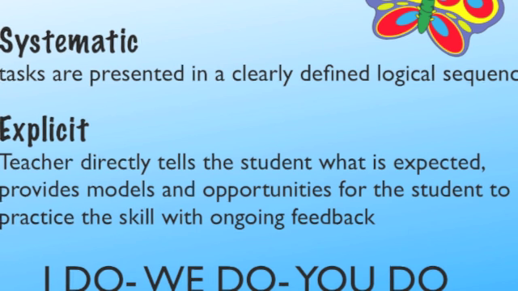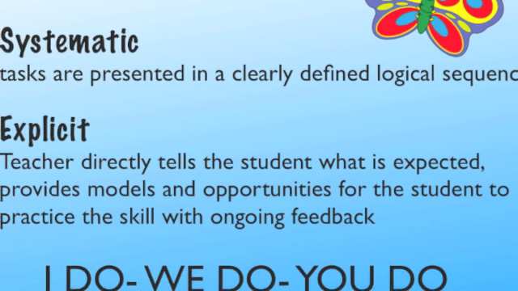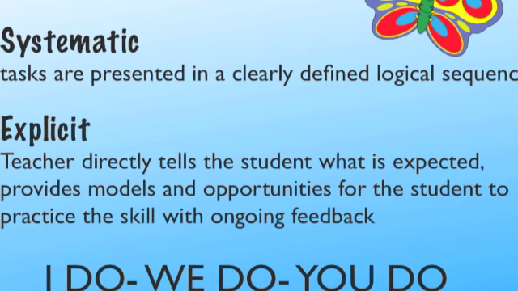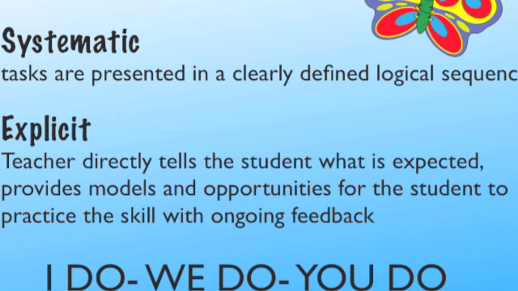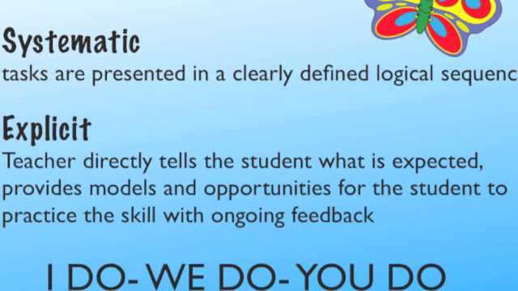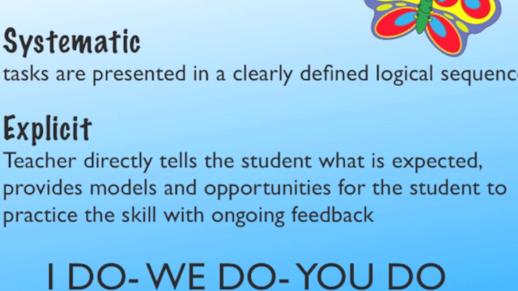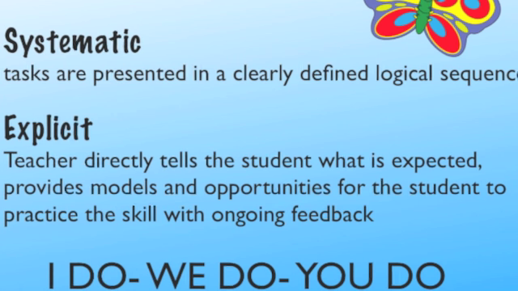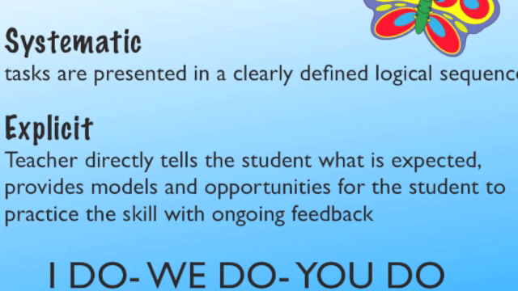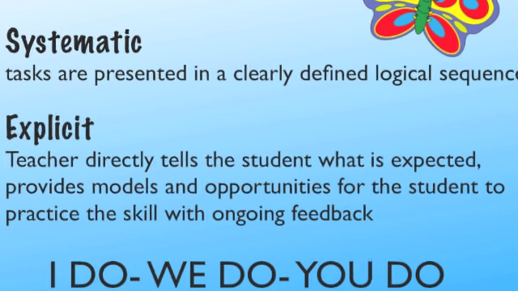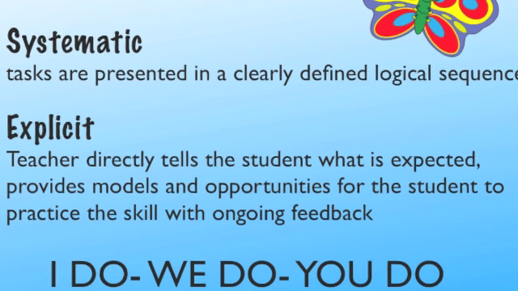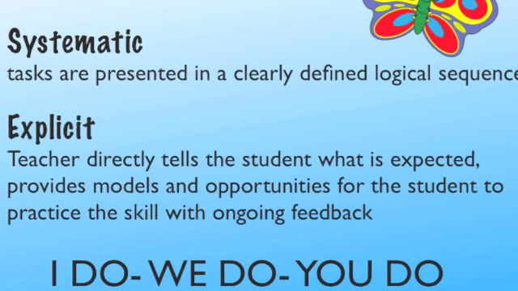So how are you going to teach this skill? Well, you're going to teach it systematically and explicitly. Now, systematic teaching refers to the sequence in which you present the tasks. So you're going to begin with the easier task first, and then progressively work through the tasks until the point where the child is doing the skill independently.